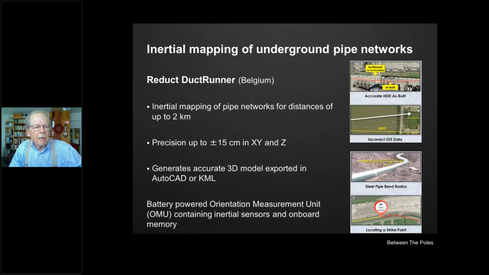This is the inertial mapping. This is from a company in Belgium called Duct Runner. They have different sizes of devices with batteries and memory on board that can traverse underground pipe networks for up to 2 kilometers and capture the location accurate to plus or minus 15 centimeters in X, Y, and Z. Once the memory is retrieved and downloaded, the result is a 3D model that can be exported in AutoCAD or KML format.